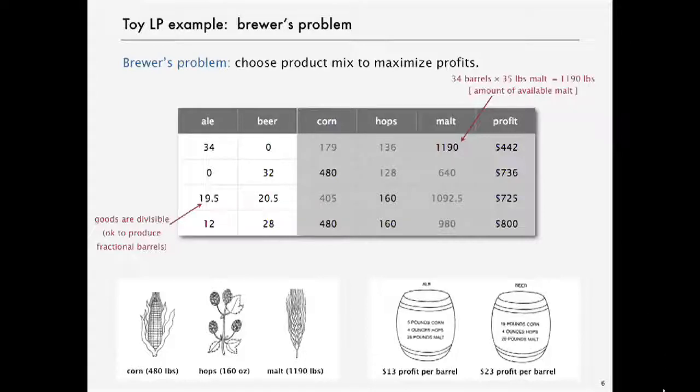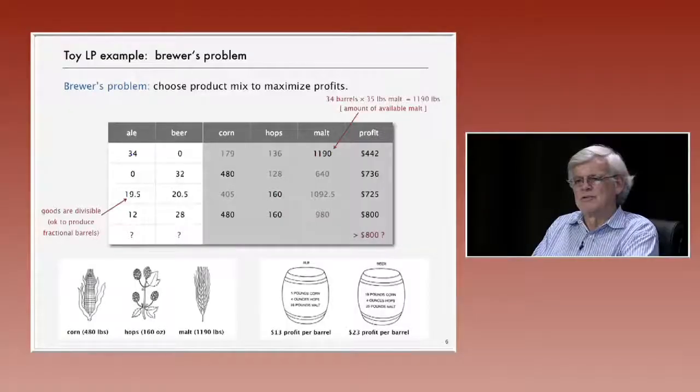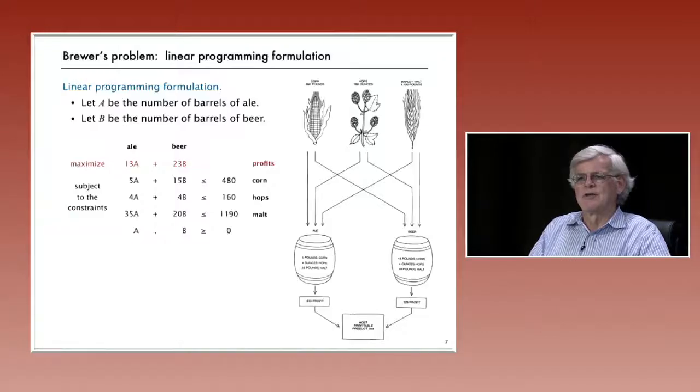That's the brewer's problem. Now the question is, can we do better? We've just been fooling around a little bit and seeing which one uses up resources. Is there some way that we can do better? So that's really the brewer's problem. I've got the scarce resources. I've got the objective function, and I want to maximize my profits while sticking to the resource constraints.